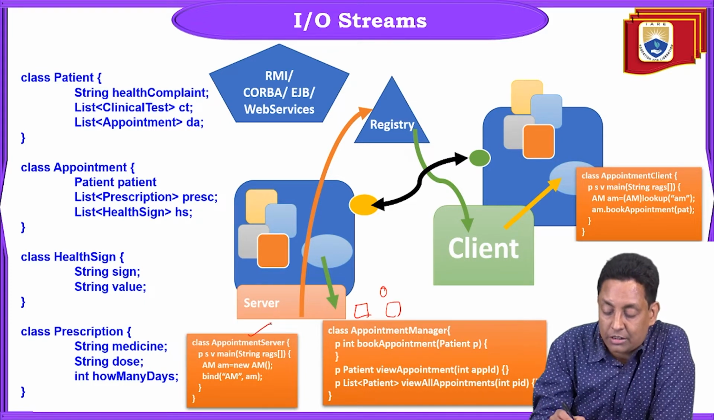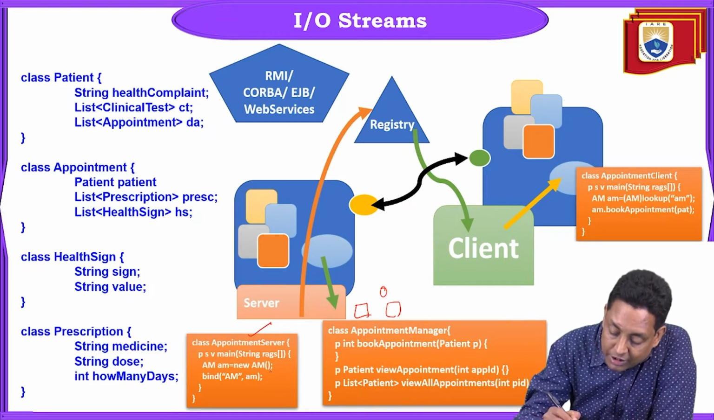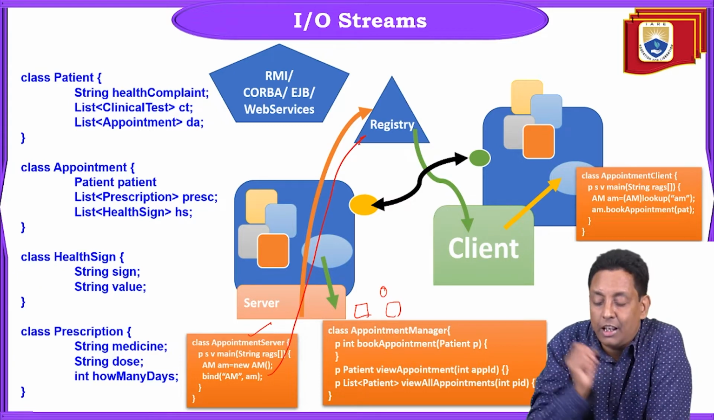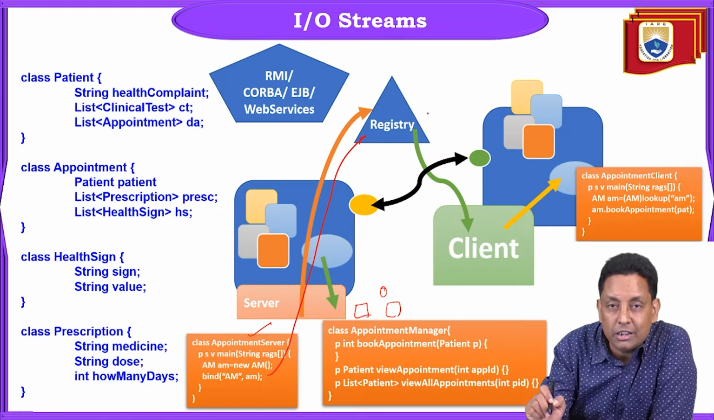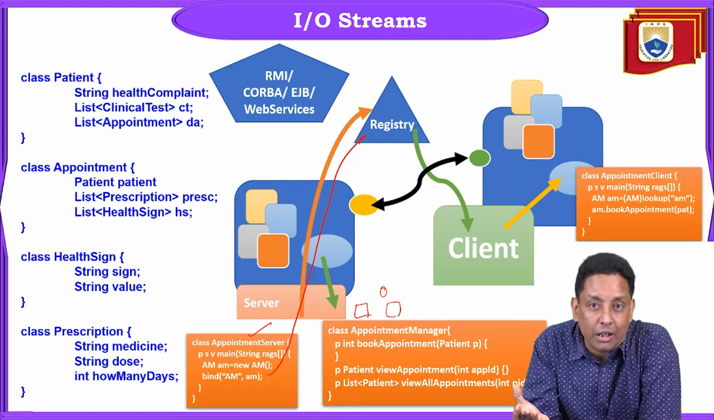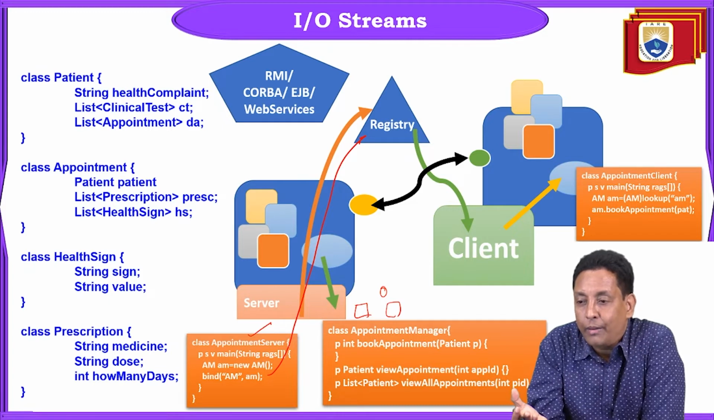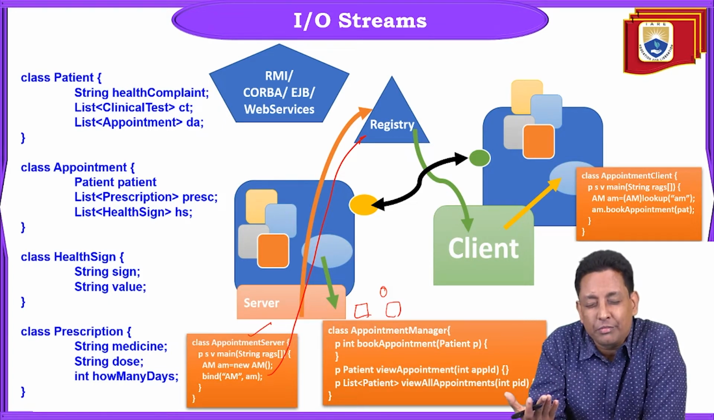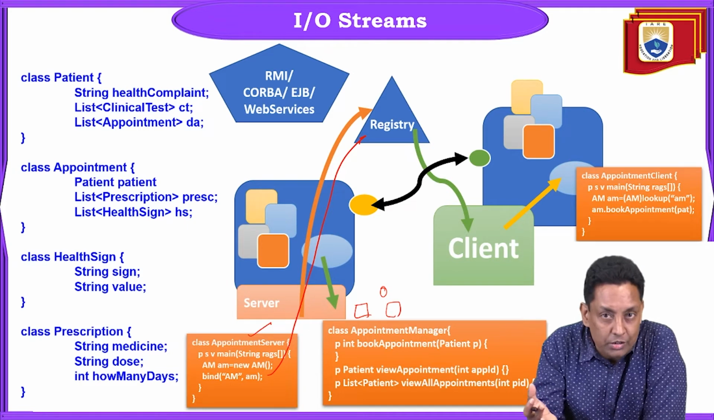In a distributed application, a server class will create this appointment manager class object, and the object is registered into a registry. Every distributed application contains a registry. In Spring Boot with microservices, we call it the Eureka naming service. In SOAP-based web services, we use a registry called the UDDI registry, Universal Description, Discovery and Integration. And in RMI, we use the RMI registry.